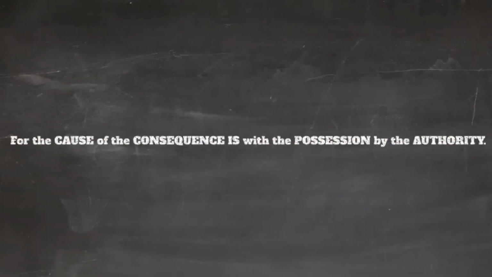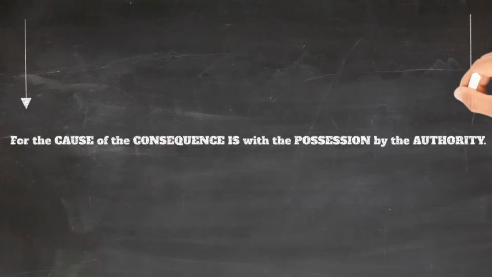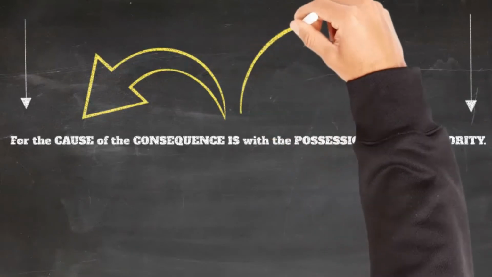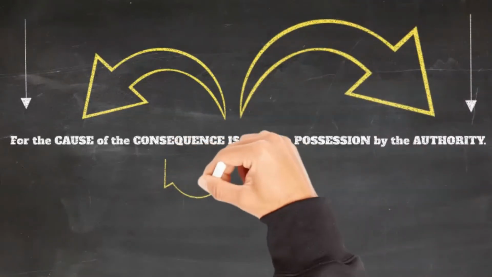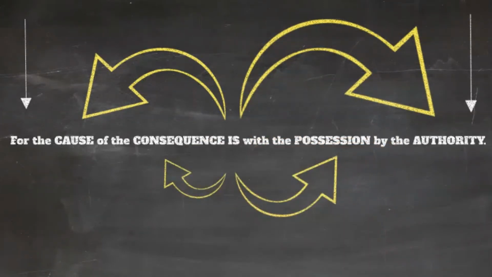Like we draw our lines, we read from one point to another. For the cause, of the consequence, is with the possession, by the authority. The cause and the authority always reflect each other. And the same is the case for the consequence and the possession. This is why the opposite prepositions are used here, the verb being the mirror between them.